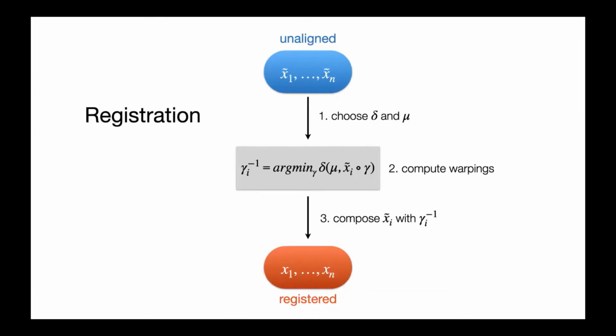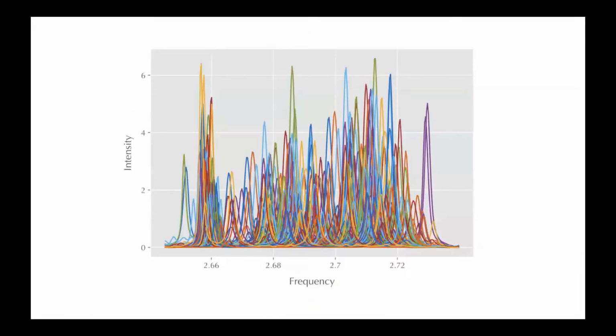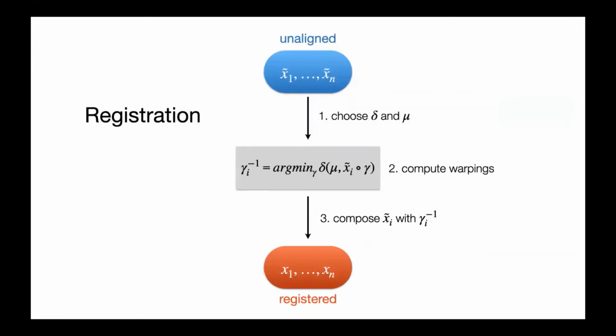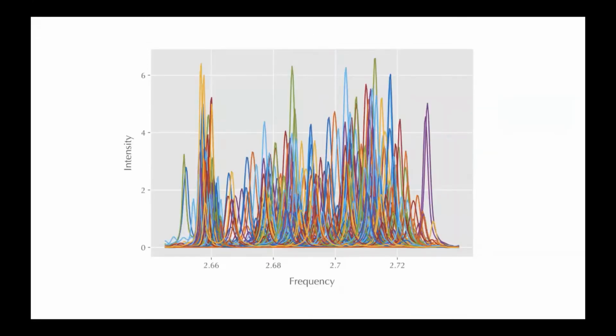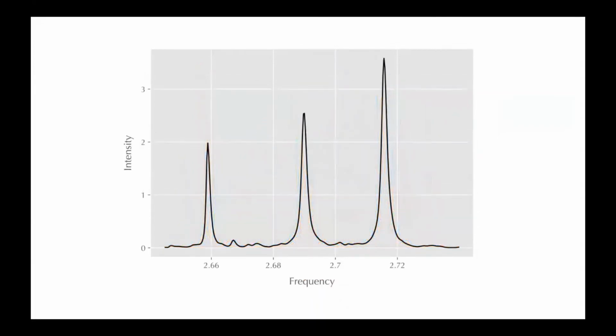So this is our overall framework of registration, which can be summarized in the following three stages. You start with your unaligned spectra, and you choose a dissimilarity and a template. Then you compute your inverse warping functions with respect to that dissimilarity and template. And the final step is to compose each of your observations with the inverse warping functions. And then what we're left with is the registered functions that only show us the amplitude variation. So to reiterate, we want to take this data set and apply that registration framework such that, hopefully, when we take our registered spectra, we recover this common underlying structure in the data.